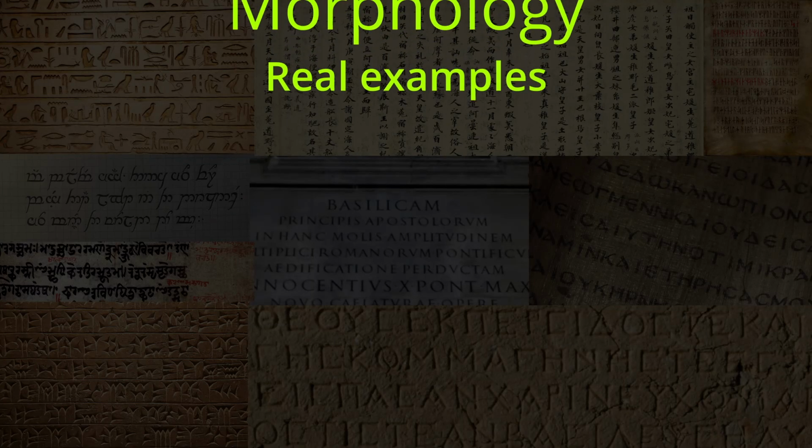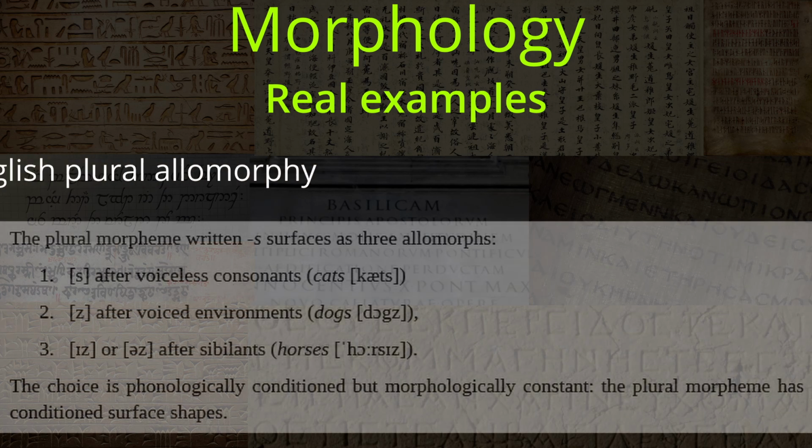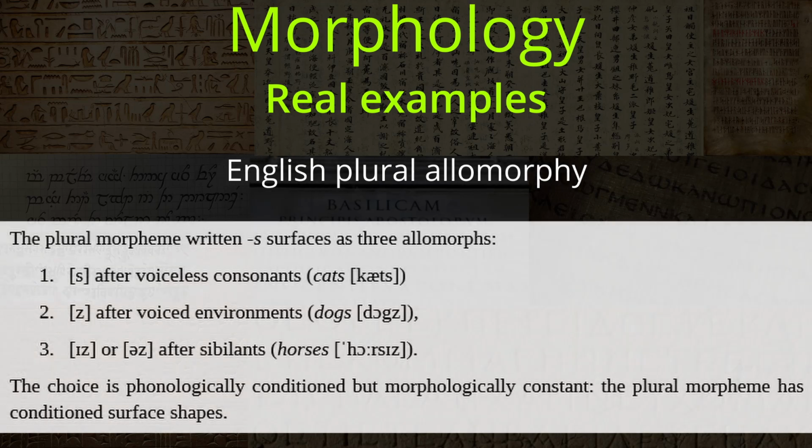So, in today's linguistic lesson, we will finish the morphology basics with real examples. Beginning with the English plural allomorpheme. You see, the plural morpheme written s surfaces as three allomorphs.